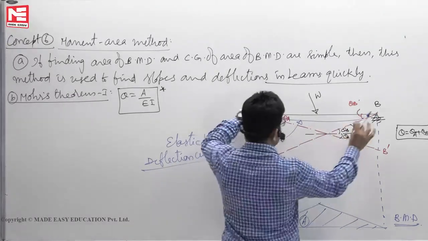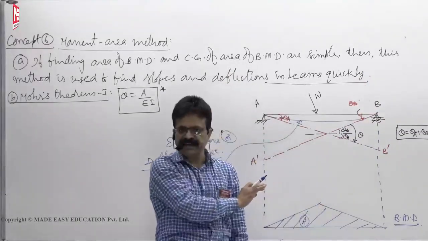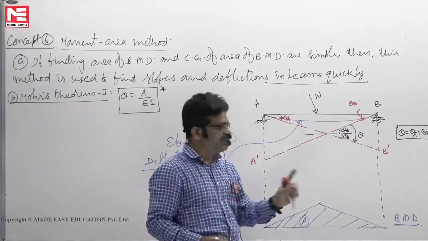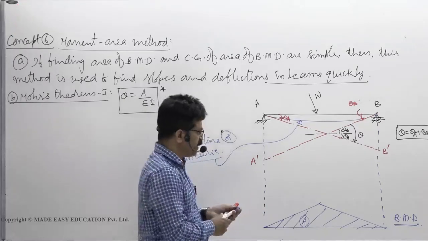Between the tangents means at A, B you have drawn two tangents. So between A and B, what is the area of the bending moment diagram? That area of the bending moment diagram divided by EI will give you theta directly. Angle between the two tangents you will get.